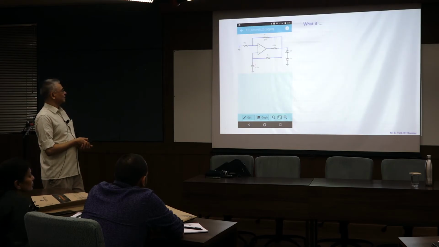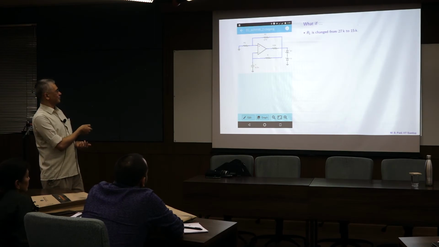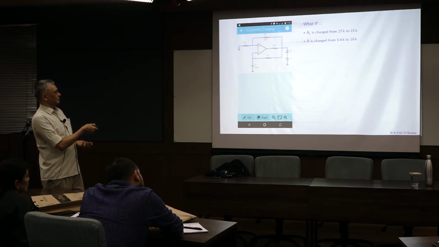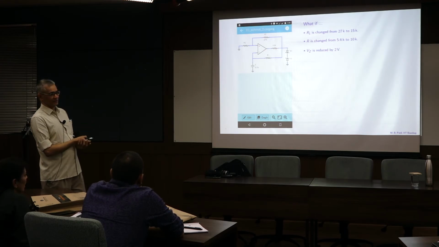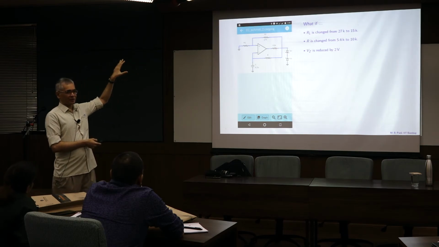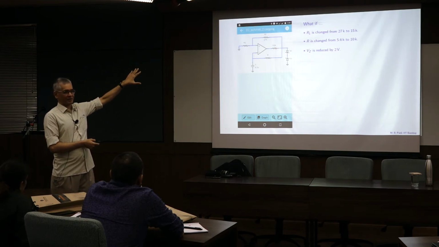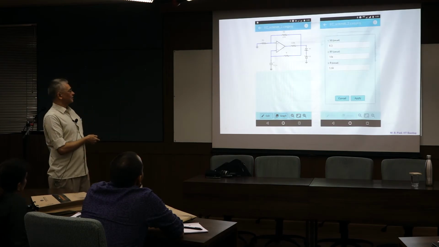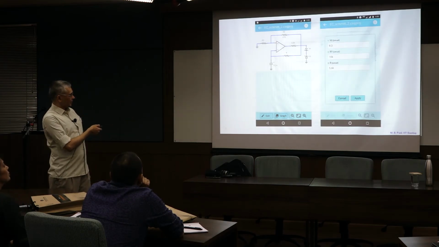Now the teacher says, alright, what will happen if I change R1 from 27K to 15K, or I change this R from 5.6K to 10K, or the zener voltage of the diode is reduced by 2 volts. What will happen? Students have gone through the solution of the previous problem. They should be able to tackle this fairly easily if they understood. And that is where the app comes in.